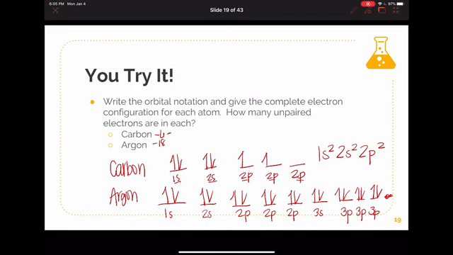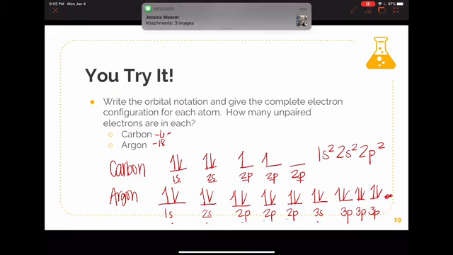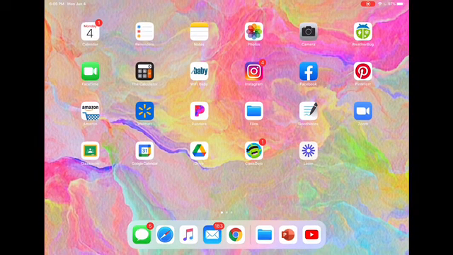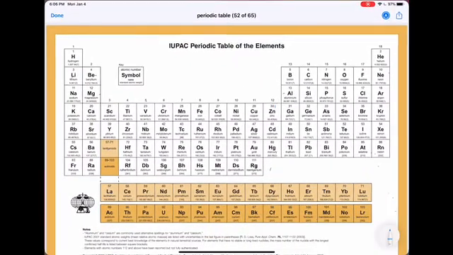Okay. Now for argon, I filled 1s and 2s, and then I did my 2p's one at a time. Okay. 3s, and then my 3p's one at a time. And that gave me all 18. So the electron configuration for this one would be 1s2, 2s2, 2p6, 3s2, 3p6. And again, let's just look at these easily on our periodic table.